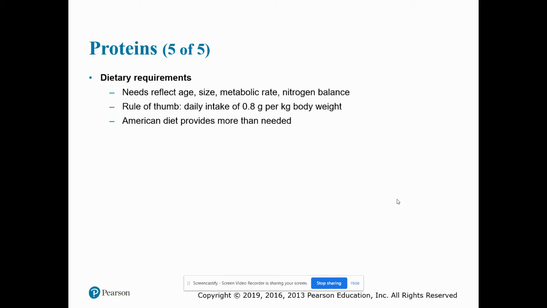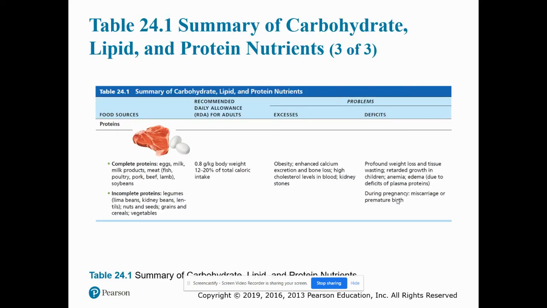And then dietary requirements. The needs reflect age, size, metabolic rate, and nitrogen balance. The rule of thumb, though, is to take in about 0.8 grams per kilogram of body weight, and the American diet provides more than what's needed. We have our complete proteins: eggs, milk products, meat. Incomplete proteins would be legumes, nuts, seeds, grains, cereals. And 12 to 20% of total caloric intake should come from protein. But again, the rule of thumb is about 0.8 grams per kilogram of body weight.